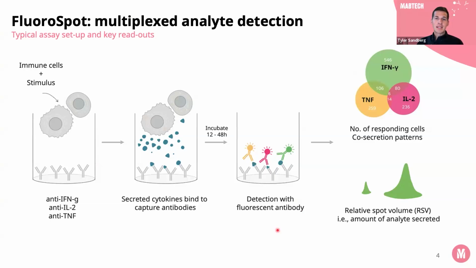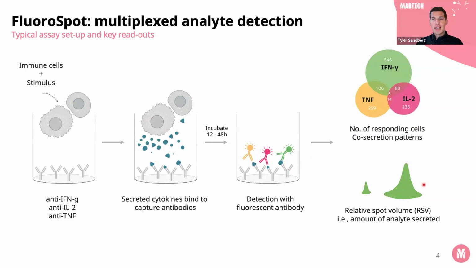So rather than looking at a single analyte being secreted by your cells of interest after being stimulated with your antigen, your peptide pools, here you can multiplex up to 4 different analytes in the same well because we're using fluorophore detection. That allows you to look at the number of responding cells as well as the co-secretory patterns. So you can look at these monofunctional cells as well as these different polyfunctional cells.